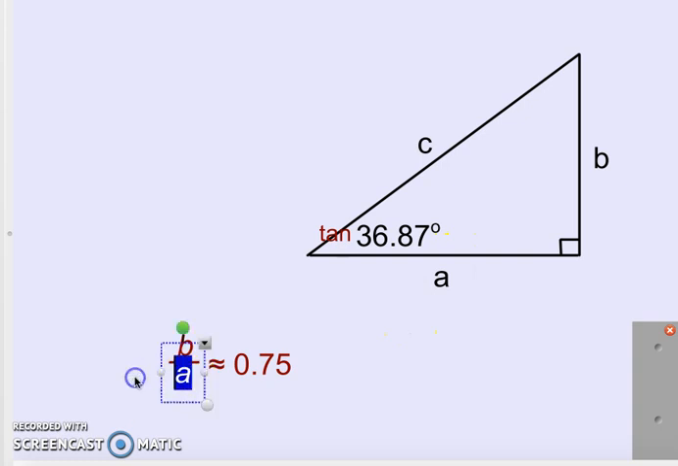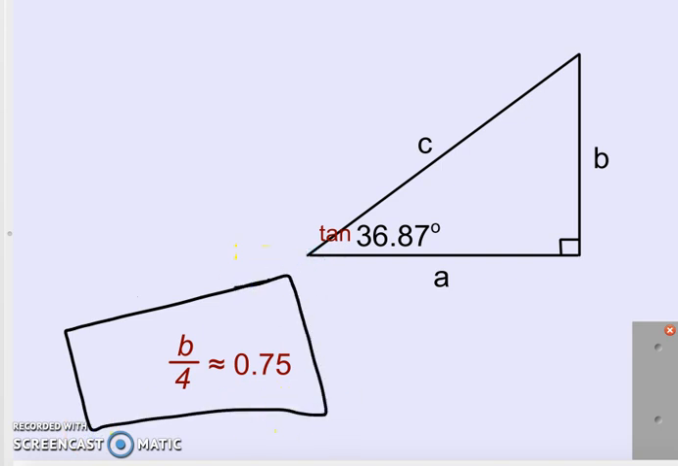Because, for example, if I tell you A is 4, okay, if I just gave you this equation right here, you know what B is going to be, right? You know 3 over 4 is 0.75. So you'd say, well, if A is 4, and I know the ratio of those two sides is equal to 0.75, then B has to be 3. Okay. If this angle over here was something other than 36.87, then this 0.75 would change.